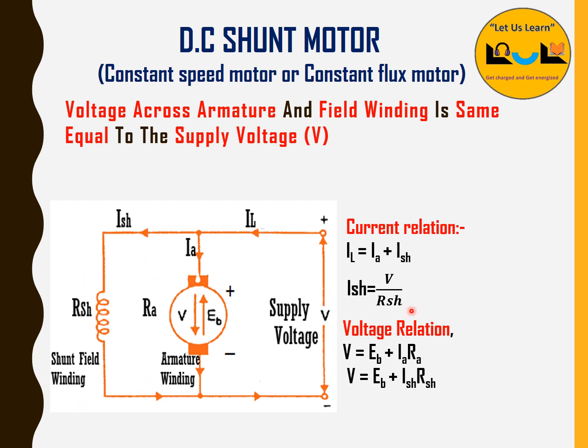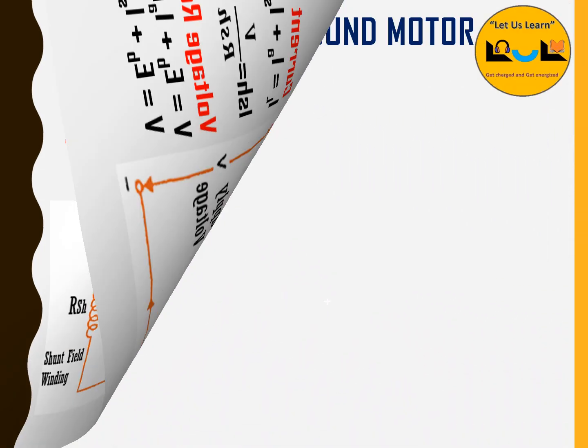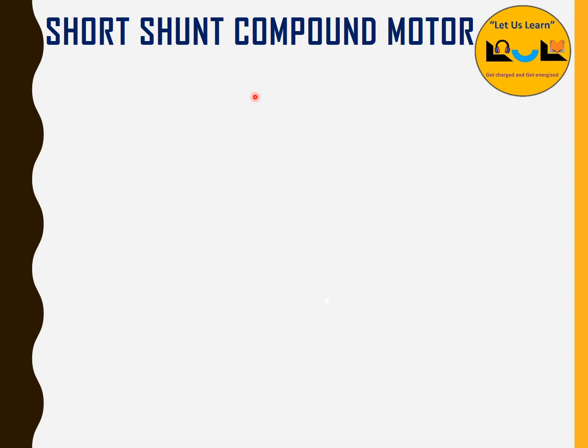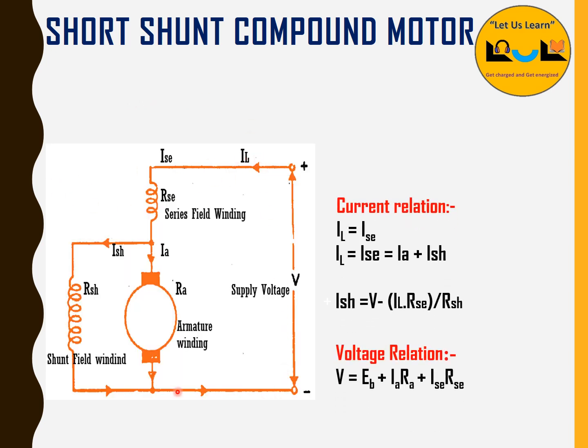Next we are going to discuss the short shunt and then long shunt compound motor. Short shunt compound motor. This shows the circuit diagram of the short shunt compound motor. The shunt field winding should be connected across only the armature winding. This shows the short shunt compound motor. So here the current relation: IL is the line current, that is equal to ISE. ISE is the series field current, and IL is equal to ISC, that is equal to IA.